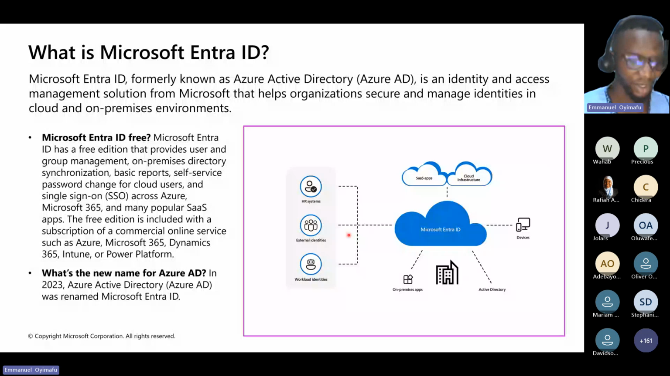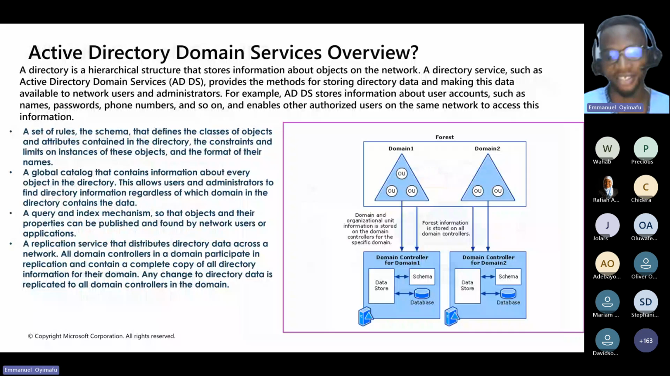So now let's look at Active Directory Domain Services. So we can see Active Directory Domain Services. Active Directory Domain Services is more or less like the on-prem version of Microsoft Entra ID. So it's the on-prem version of Microsoft Entra ID. So Active Directory is a directory software that stores information about objects on the network, more or less like the way Entra ID stores information of users, devices, contacts. That is how Active Directory also stores these objects.